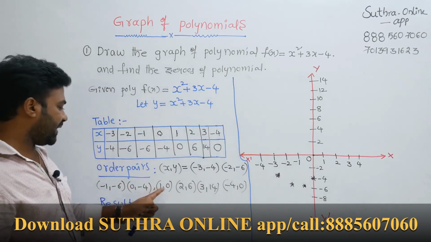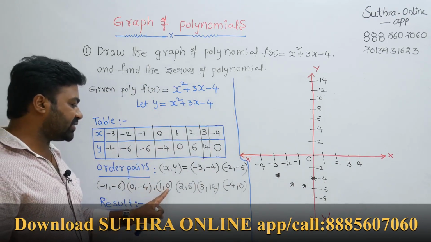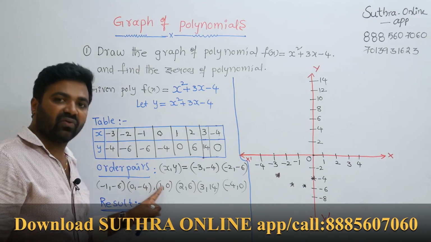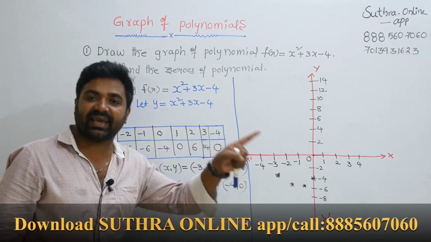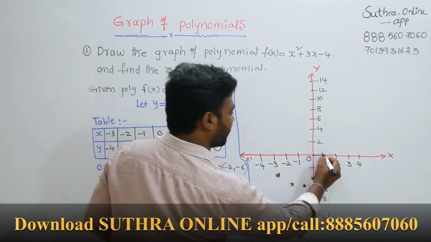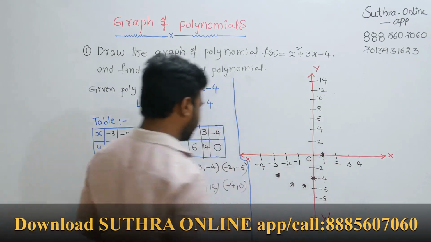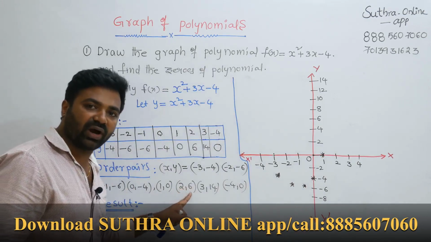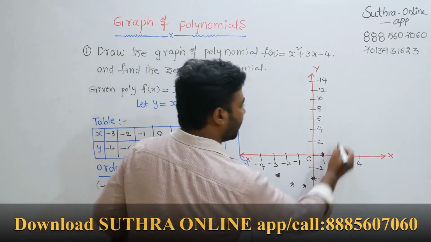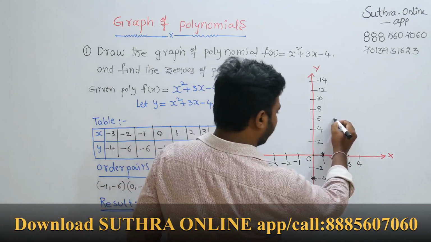Next, again x equal to 1, y equal to 0. X coordinate 1, y coordinate 0 means it lies on the x-axis. Then here 1 comma 0. Again 2 comma 6: x coordinate 2, y coordinate 6. X 2, y 6.